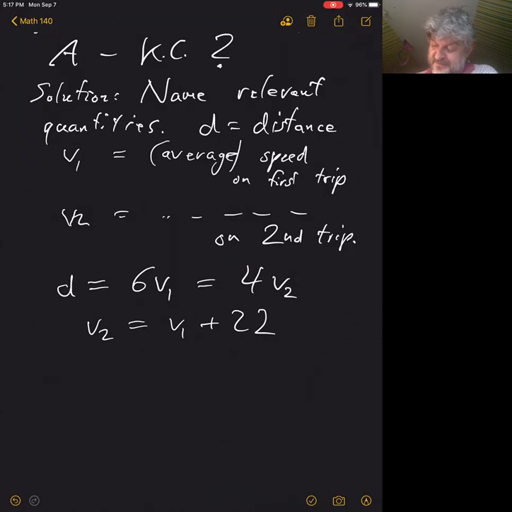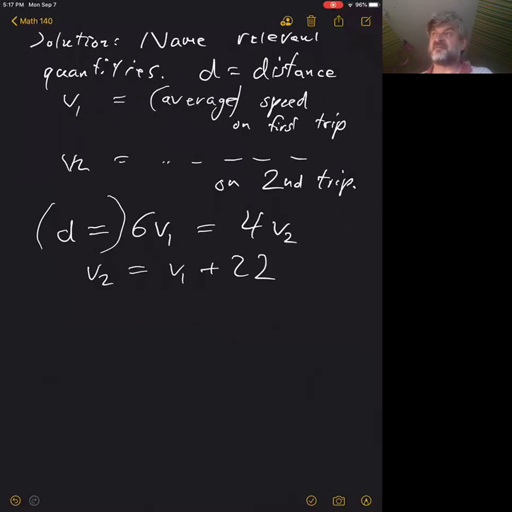Okay. So we got 2 equations with 2 unknowns. If you just forget about that D here, that's really just 2 equal signs that we're looking at with 2 unknowns. And that's something that we can solve either with substitution or with the method I showed you in the last class period. And here it's just an obvious thing that we can do substitution. We can write 6v1 is equal to 4 times, and replace that v2 by v1 plus 22.